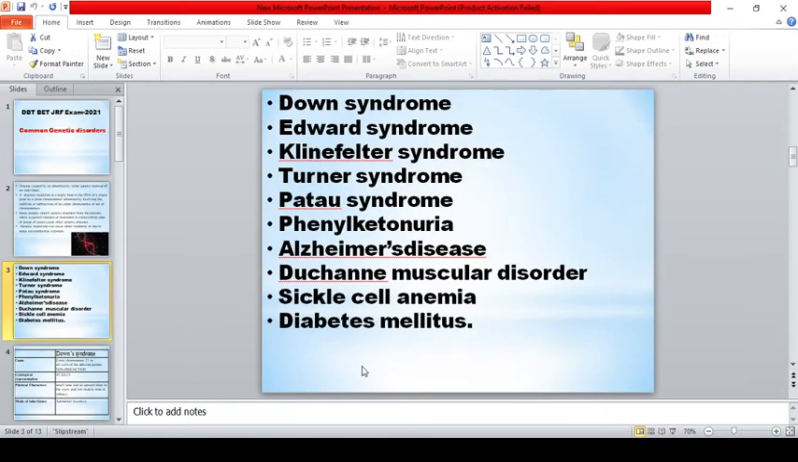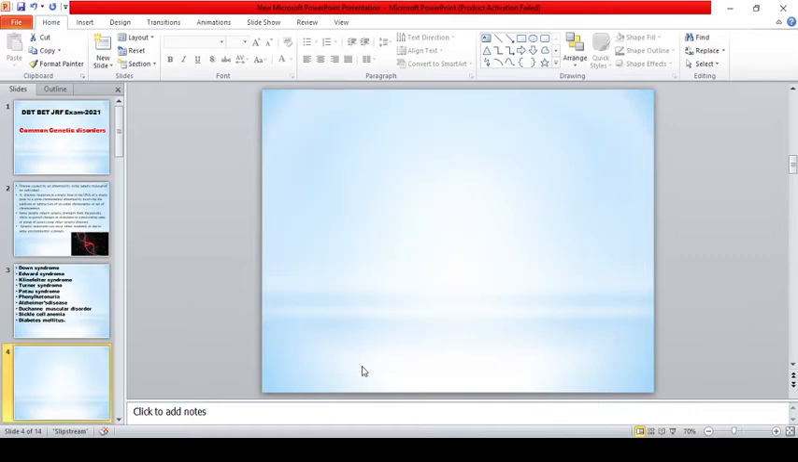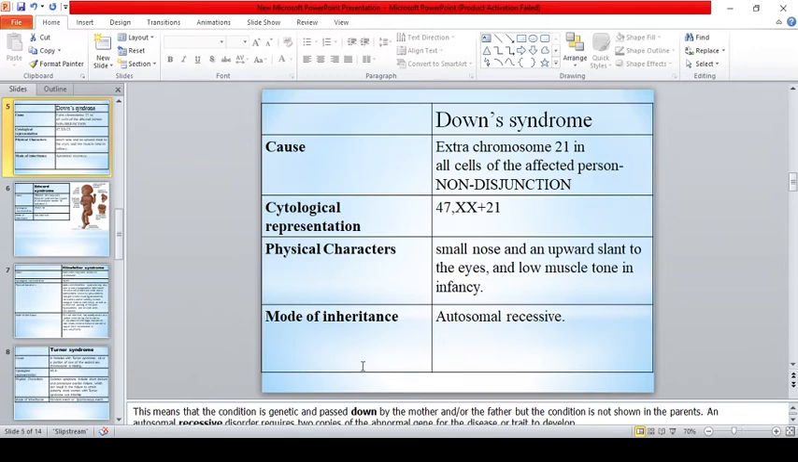Next, I'm going to show the diseases for our DBT JRF syllabus. We have Down syndrome, Edwards syndrome, Klinefelter syndrome, Turner syndrome, Patau syndrome, phenylketonuria, Alzheimer's disease, Duchenne muscular disorder, sickle cell anemia and diabetes mellitus. We will study them one by one in this session. Students, I think I have given the introduction. In the next video we will cover them in detail.